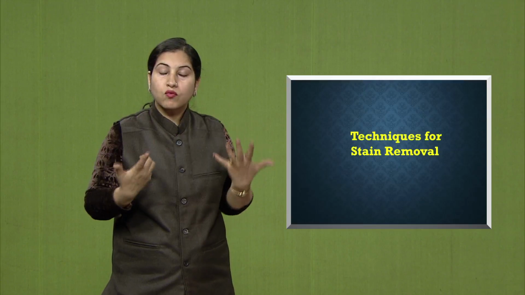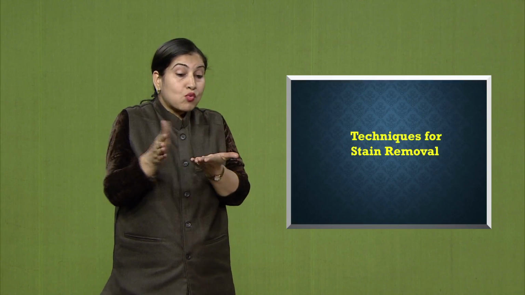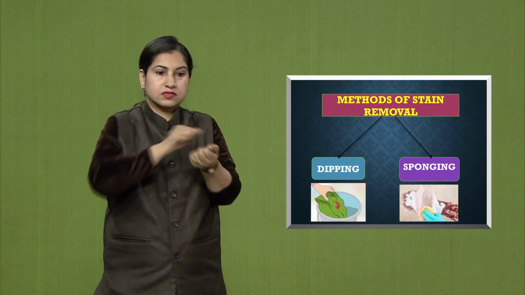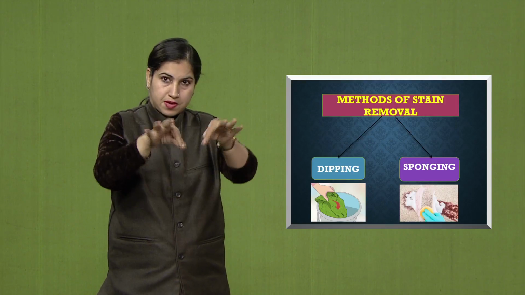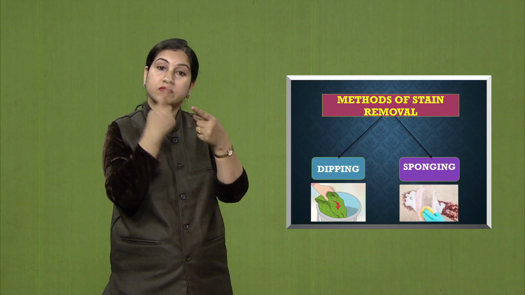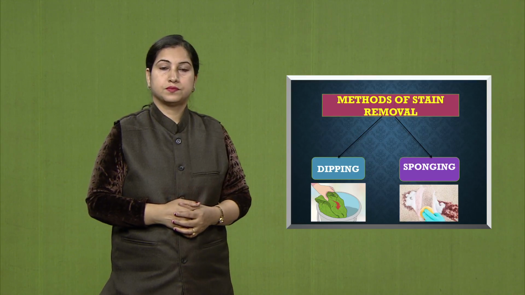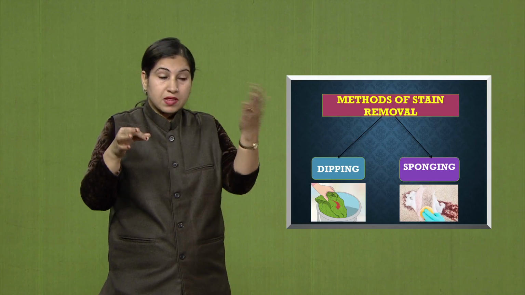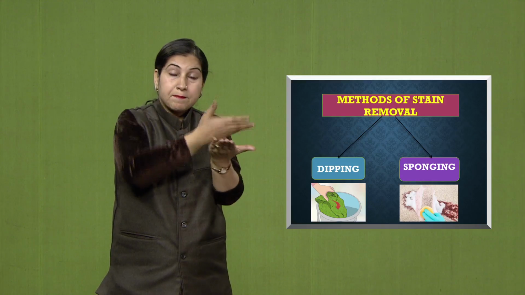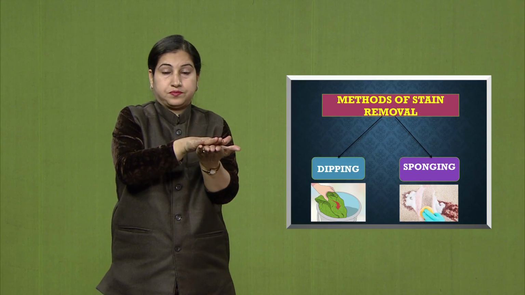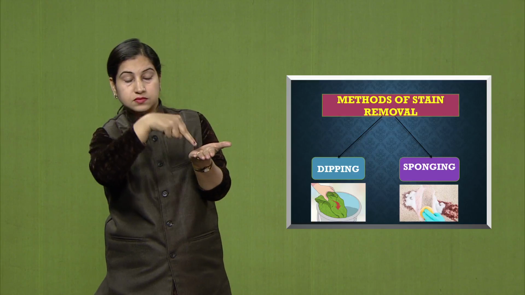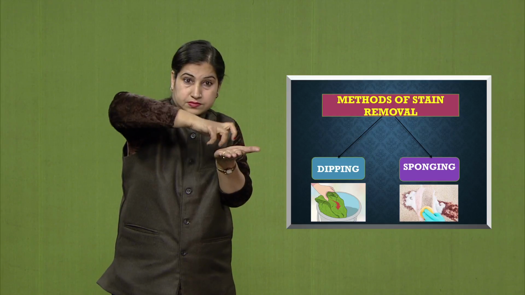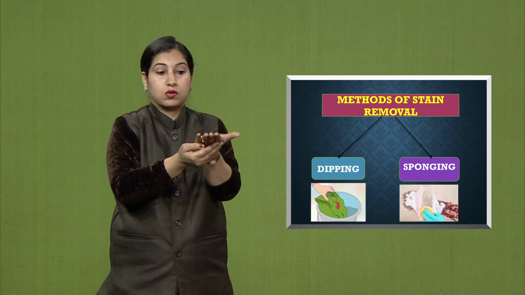Now we will discuss techniques of stain removal. There are two methods of stain removal, that is sponging and dipping. First we will take sponging. In this method, you place an absorbent paper or fabric under the stain so that the right side of the stain faces the absorbing surface. Sponging should always be done on the wrong side of the stain.